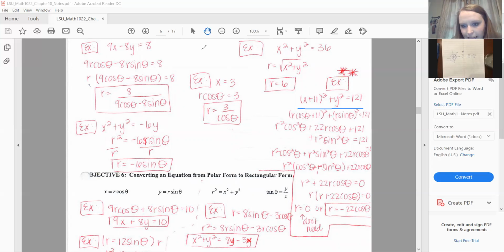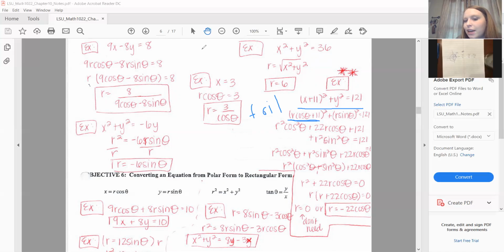This part right here, you had to FOIL out. r cosine theta times r cosine theta is r squared cosine squared theta. Then we had 11 times r cosine theta twice, so 11 plus 11 is 22 r cosine theta. And then 11 times 11 is 121. So I FOILed that right there. I didn't write it on here because these are my notes, so you can write it out. You'll get it. Y'all are all smart enough to get that.